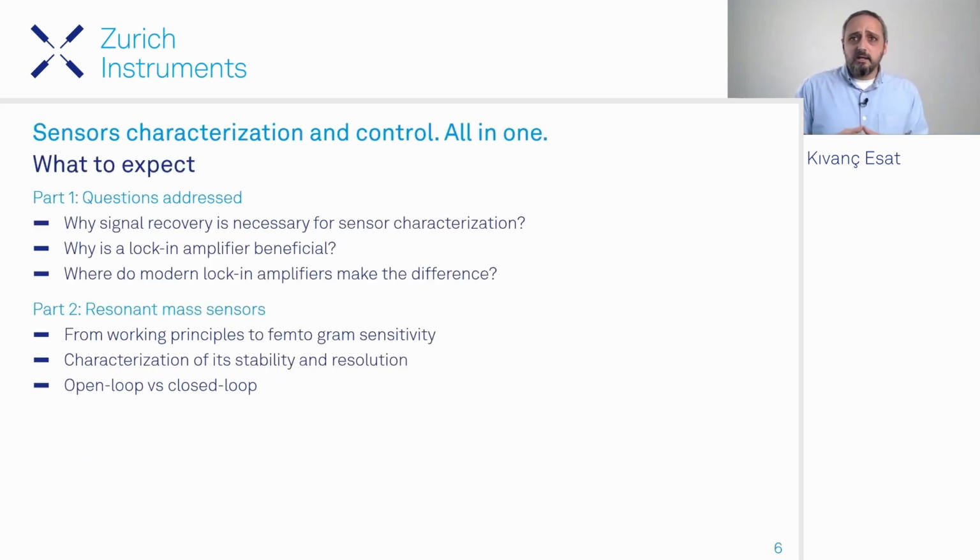So today we have 2 parts actually. In the first part, I will be looking into why such a signal recovery is necessary for sensor characterization and why a lock-in amplifier is beneficial there, and where a modern lock-in amplifier really makes a difference.